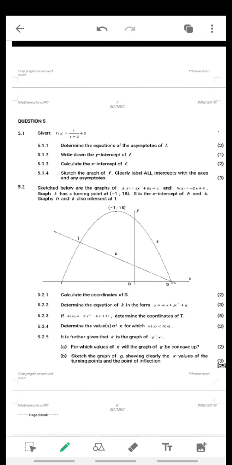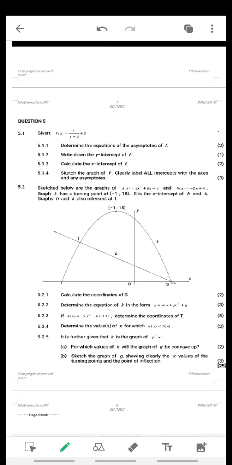Now, 5.2, you are given a diagram. Remember, when we deal with functions geometry, we may give you a diagram, or you may need to produce a sketch on your own. For example, 5.1, we gave you equations and you needed to produce a sketch for us. But I can also give you a sketch and you need to be able to work even with a sketch. Okay. Now, 5.2, sketched below are the graphs of k(x) = ax² + bx + c.